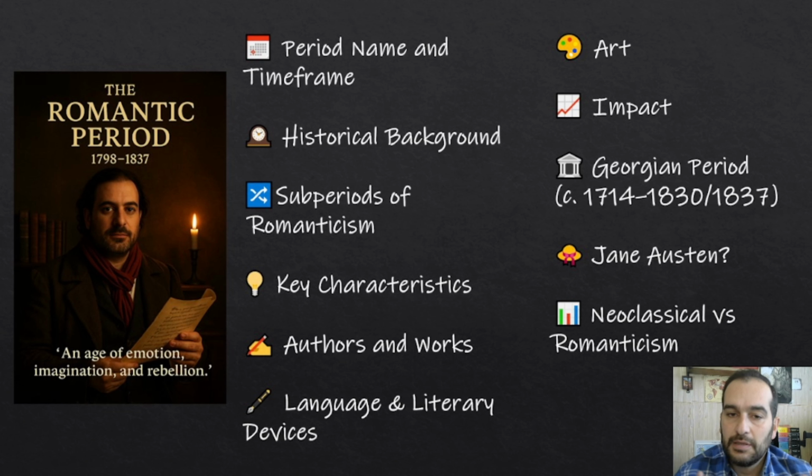and I'll talk about the Georgian period. Is it included within the Romantic period or before or after? We'll see that later in this lesson. And is Jane Austen considered an author from the Romantic period? We'll see that also together. And at the end of this lesson, we'll have a comparison between the neoclassical age and Romanticism.